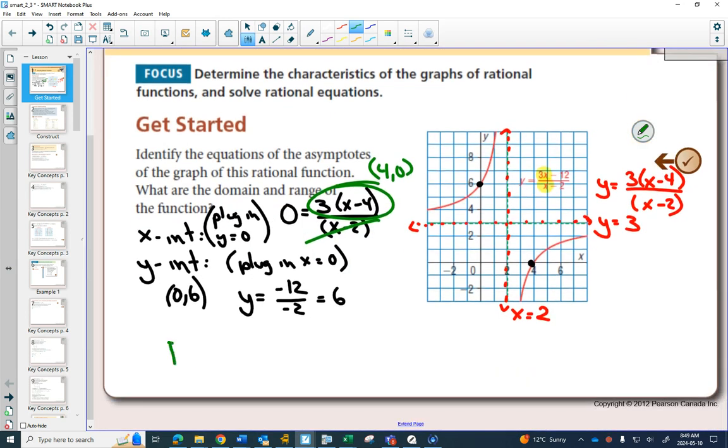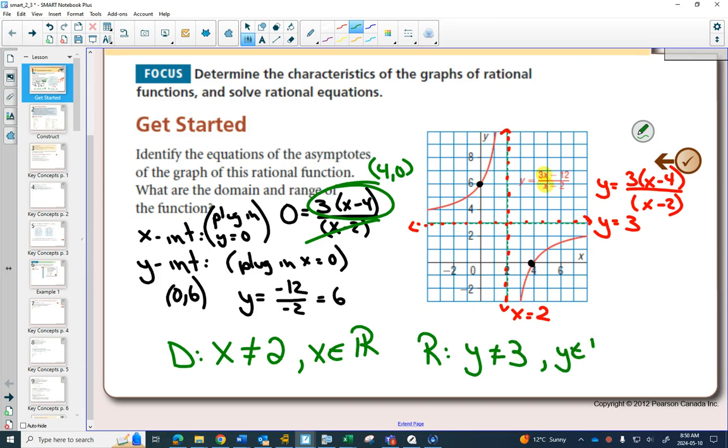When writing domain and range, the domain is everything except x can't equal 2. On the exam, if you just wrote x can't equal 2, they would assume everything else is there. You can add this, just x can't equal 2, just a reminder, I include everything else. Same thing with the range on this one. The range is everything but y can't equal 3. Y is everything else.